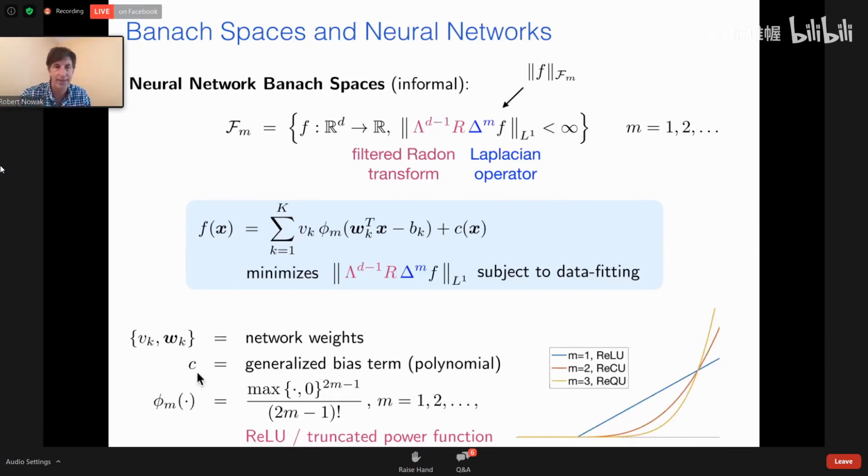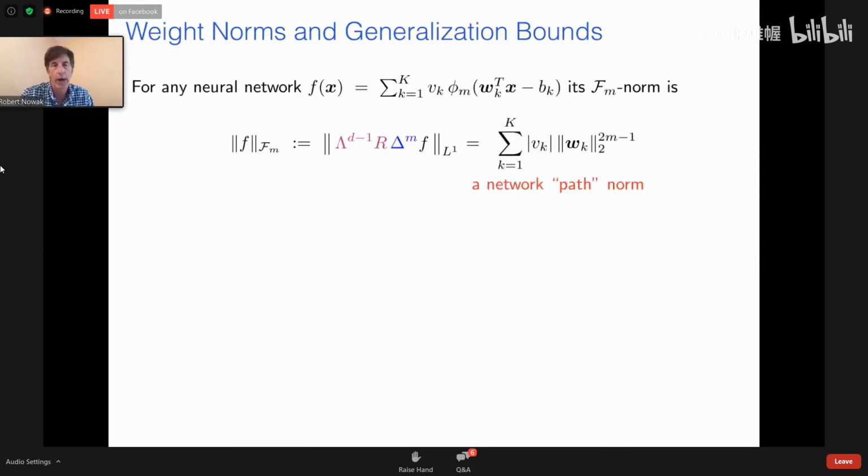The atoms are effectively these neurons with these truncated power function activations. So how does this relate back to the weights of the neural network? That's kind of important because, as I said before, in our active learning algorithm, we're using weight norms to guide that maximum criterion. And what you can show is that for any neural network, its function space norm is just the neural network path norm. This is a familiar kind of norm that people have proposed before for analyzing neural networks. And so it's just a product of norms of the input and output layer weights.